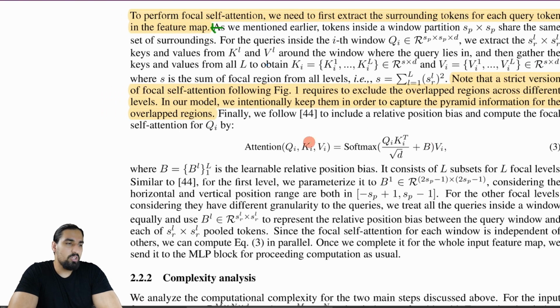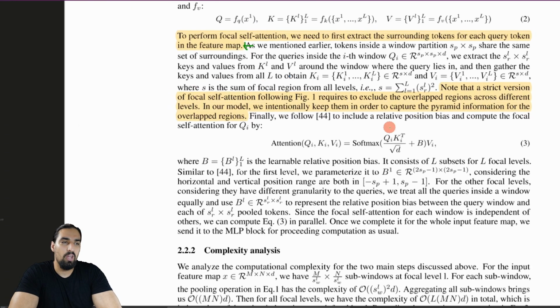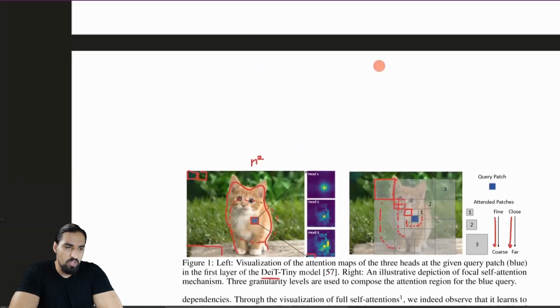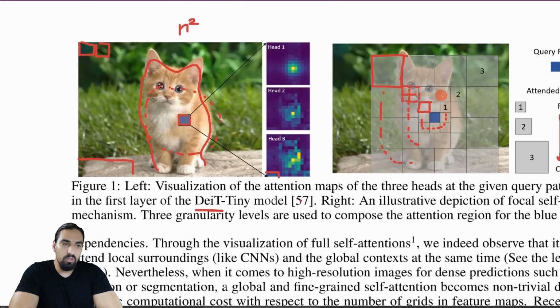So note that the strict version of focal self-attention following figure 1 requires to exclude the overlapping regions across different levels. In our model, we intentionally keep them in order to capture the pyramid information for the overlap regions. So what I say there is the following thing. Let me get back to the image here. As you can see, looking at this image, it seems like they don't have any overlaps. So that basically means that they only apply the fine grain structure here, and then for this coarser grain structure, it seems like they're only attending this region here.